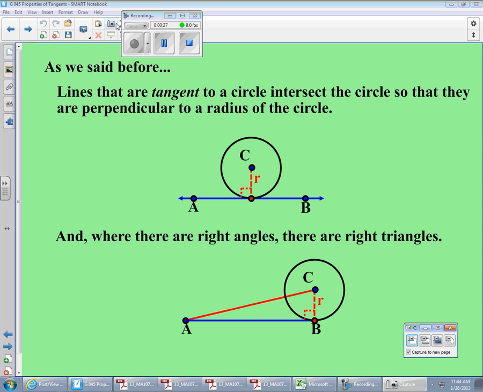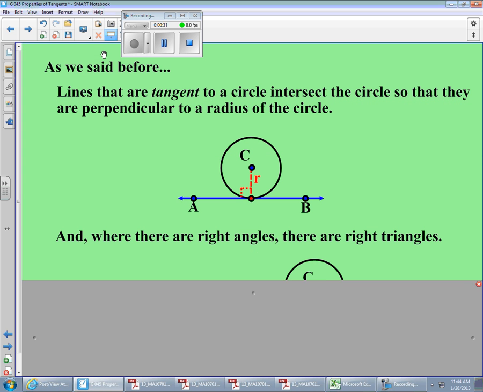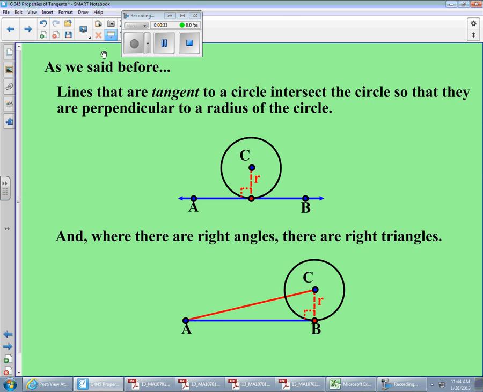Hit the wrong button. Here we go. I actually didn't want one on that page. Never mind. Anyway, this first page is kind of review. For those of you that have been paying attention, this should be nothing new. As we said before, what did I just do there?